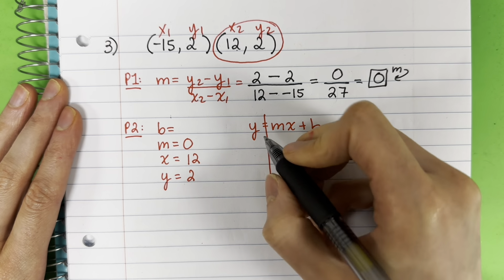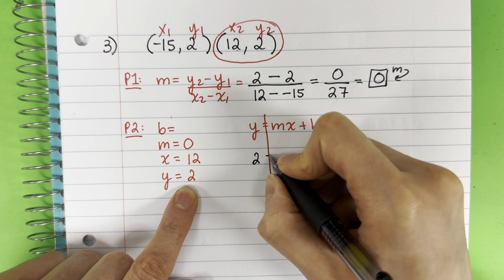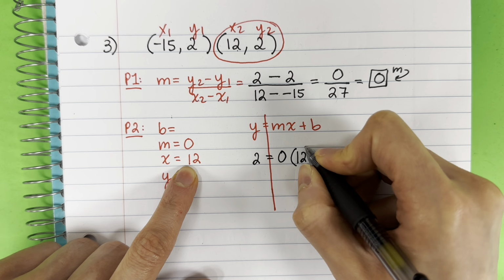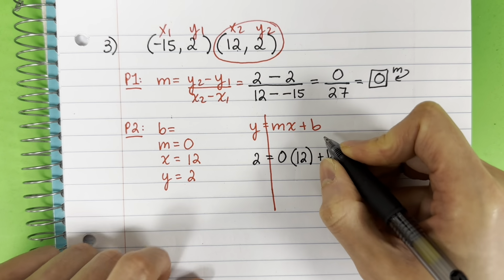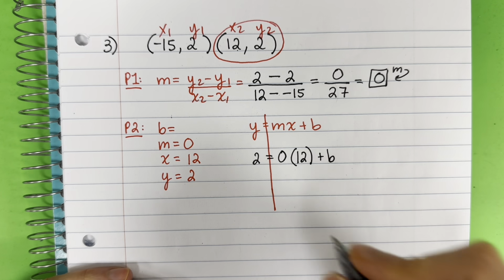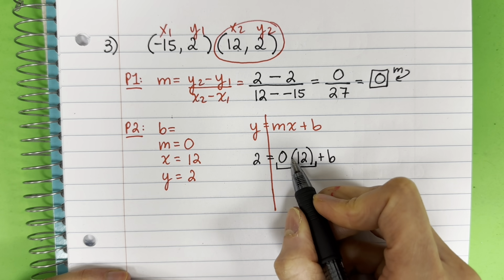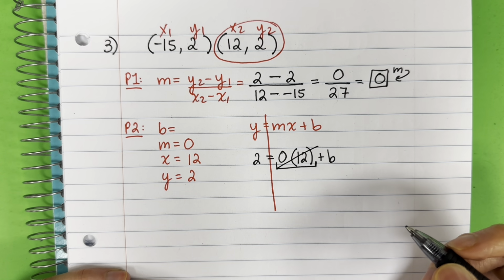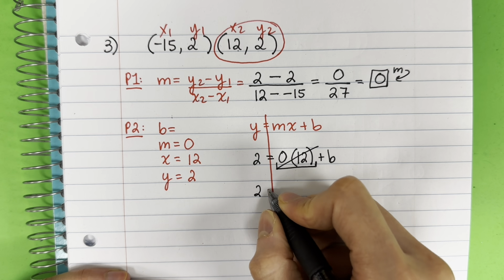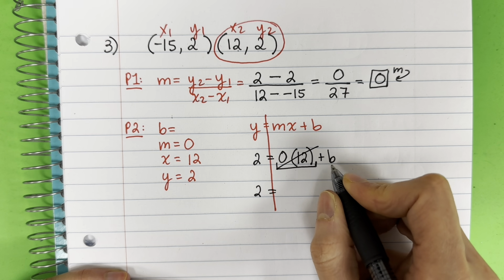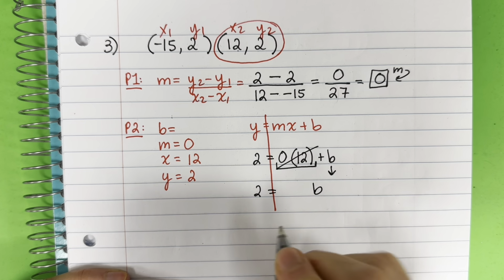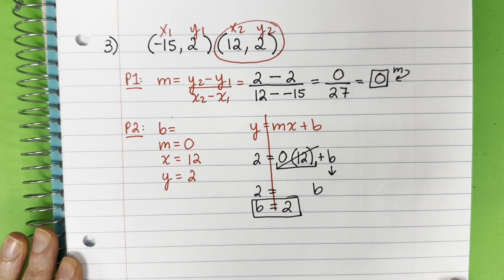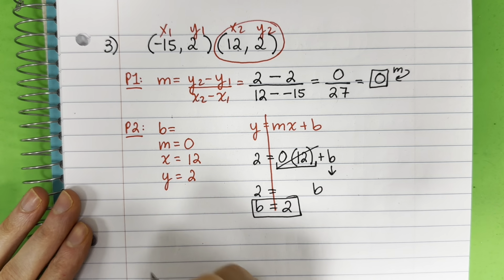Let's change those letters. Y is 2 equals m is 0, x is 12 in parentheses plus b. B, I don't have a number. Parenthesis first. 0 times 12. 0 times 12 is 0. It cancels. It's done. Copy 2 equals nothing here. Bye-bye. Copy down that b. And switch. B equals 2. That was easy. All right. So I like zeros. So don't be scared of zeros.